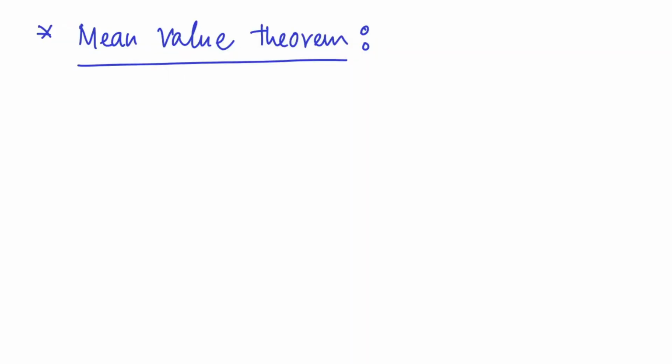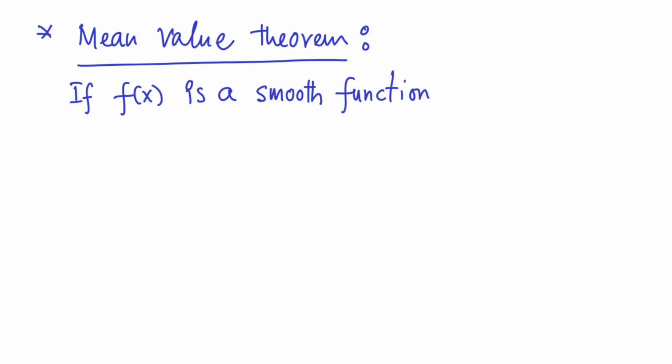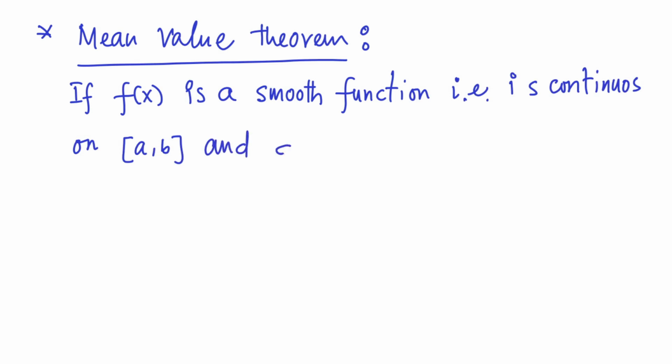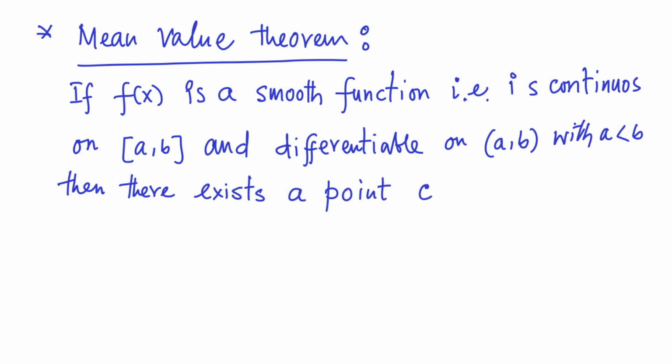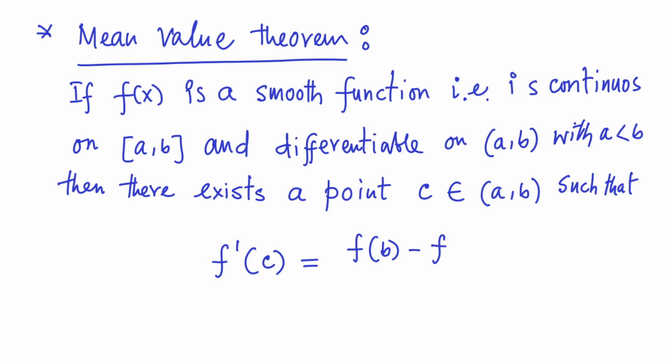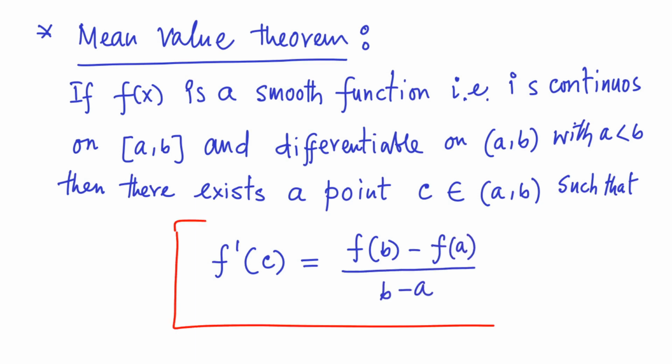Now we are going to use Rolle's theorem to prove the so-called mean value theorem. The statement of the mean value theorem says if f of x is a smooth function, that is, it is continuous on a closed interval a comma b and differentiable on an open interval a comma b with a being less than b, then there exists a point c in the open interval a comma b such that f prime of c is equal to f of b minus f of a over b minus a.